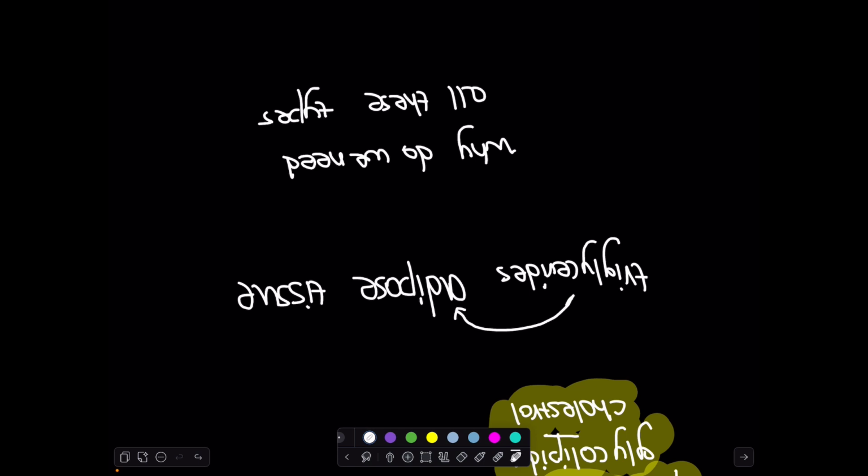And did we always need all these types of fats? And how do they differ in structure?